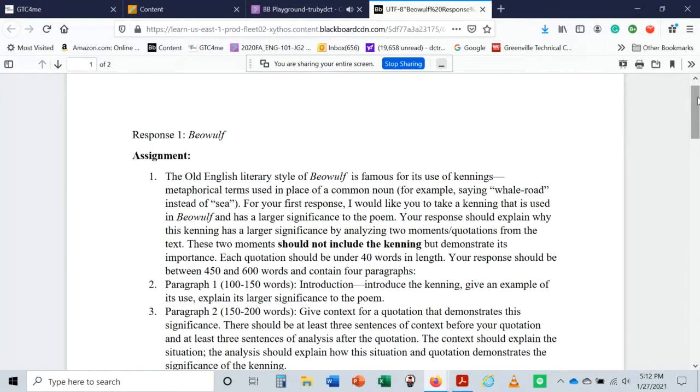So, whale road, I don't necessarily want you to write about whale road. There's a lot of options. And we'll look at some of the options in a few minutes.